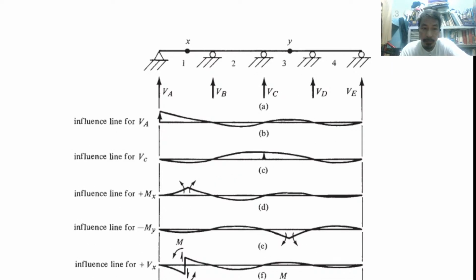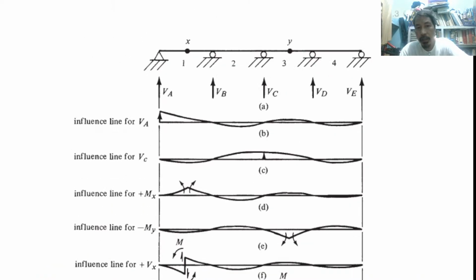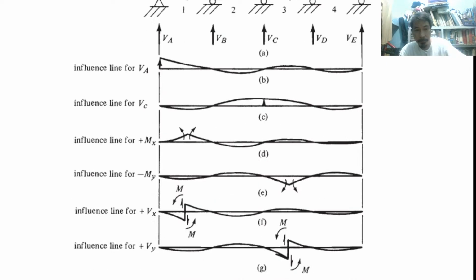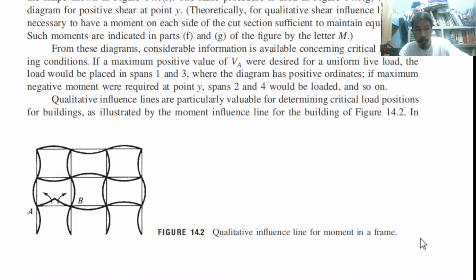So these are the influence lines for shear, moment, positive moment, negative moment, positive shear, and negative shear. Okay. So take note of the graph. When we have continuous, in this example, how many spans? 1, 2, 3, 4. There are 4 spans. Okay? 4 spans. So you have to review it yourself because you already passed this subject.